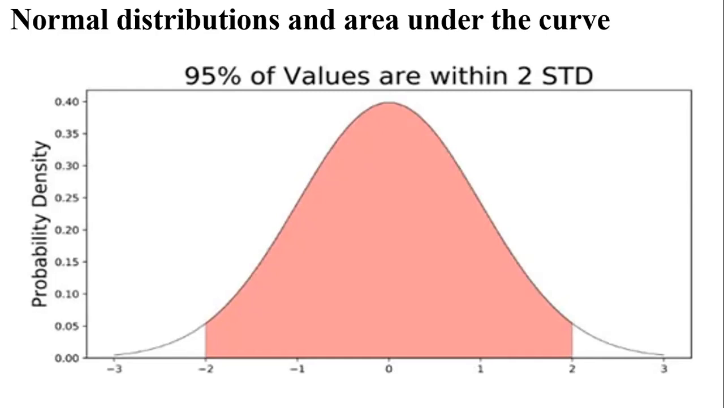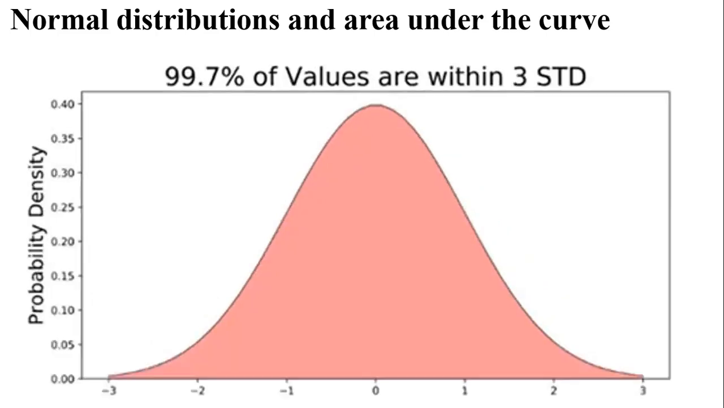And I've said up there that the values are within 2 standard deviations. Then when you move to 3 standard deviations, the curve will occupy 99.7%. And this is within 3 standard deviations to the right and 3 standard deviations to the left. So the area that is remaining will not be occupied.